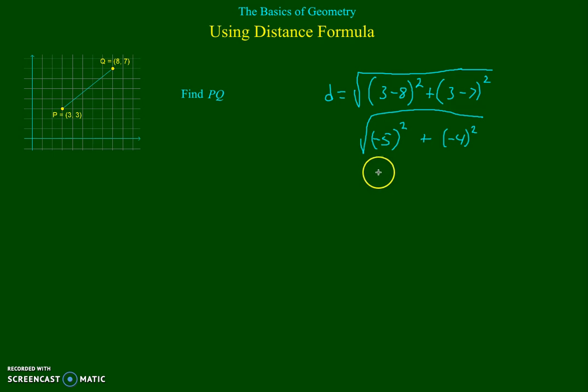Take the square root of that whole thing. That's 25 plus 16. Take the square root of that. That's the square root of 41, which is approximately equal to 6.4. Now, you may be asked to find the exact value of one of these. That would be the exact value, because 41 is a prime number. It doesn't simplify. So the square root of 41 is the exact distance between P and Q. The approximate distance is 6.4.